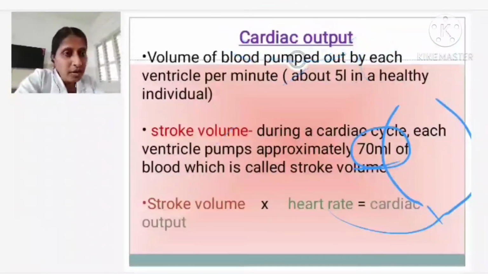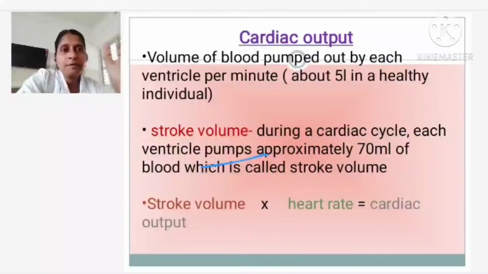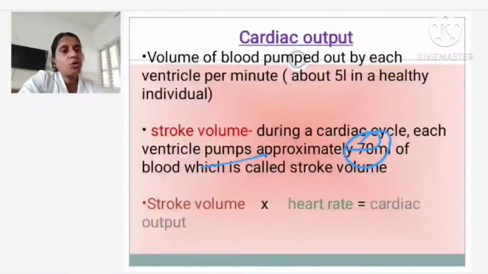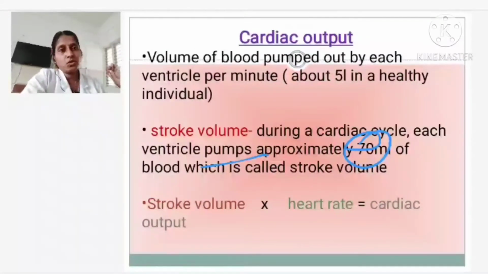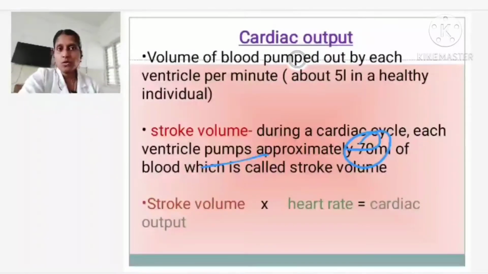So during one ventricular contraction, each ventricle pumps, meaning when the ventricles are pumping, it is giving out how much amount of blood? 70 ml of blood into the body as well as to the lungs. So one ventricle is pumping, one cycle, 70 ml blood is moving out. Okay, so that is called stroke volume. What do we call? Stroke volume.